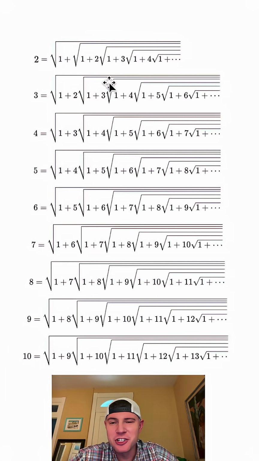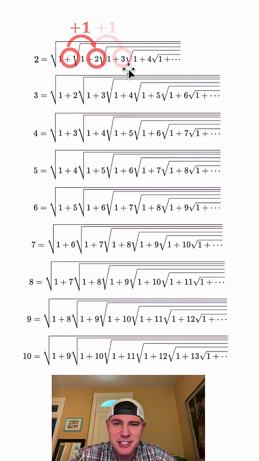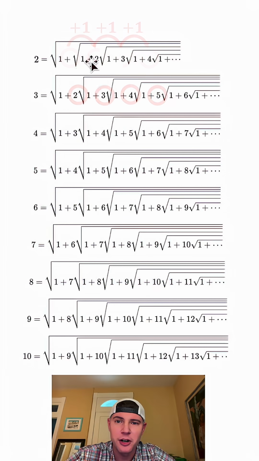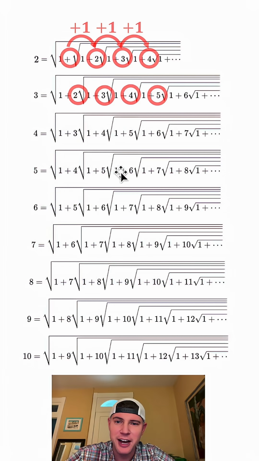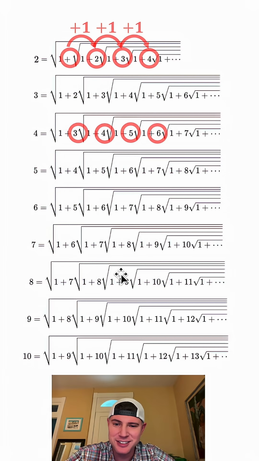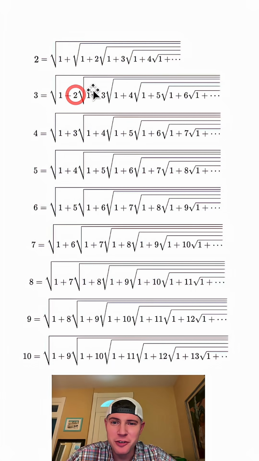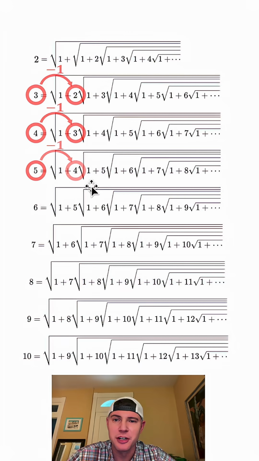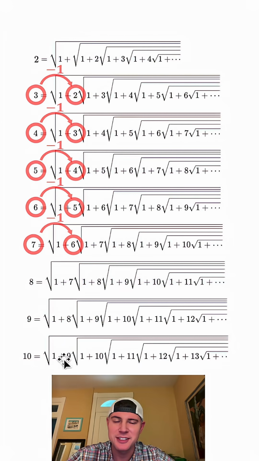The first pattern that you notice is the coefficient of each of these nested square roots is always 1 greater than the one before. So this is 1, 2, 3, 4, 2, 3, 4, 5, 3, 4, 5, 6, and so on. And the coefficient of the first nested radical is always 1 less than your original number. So if this is 6, the first one's 5. If it's 7, the first one's 6, and so on.